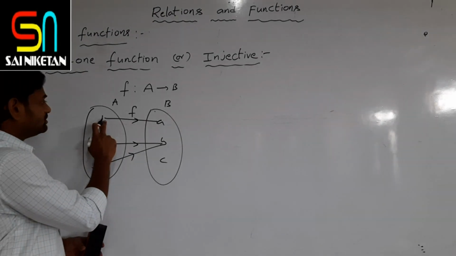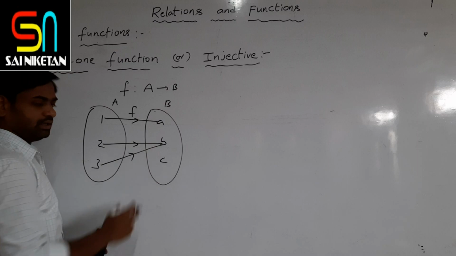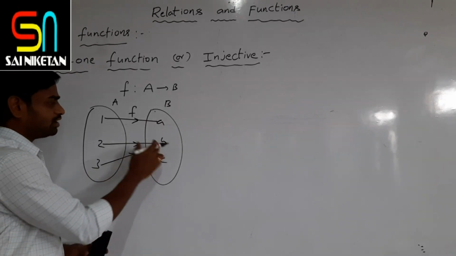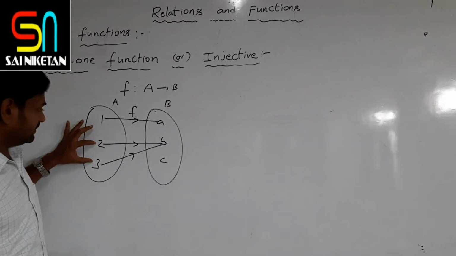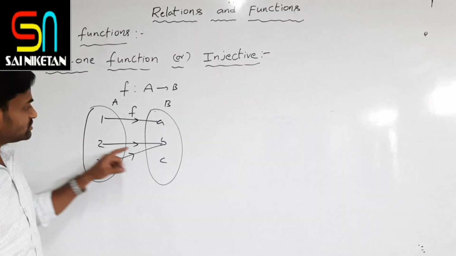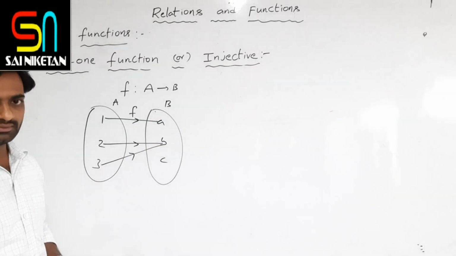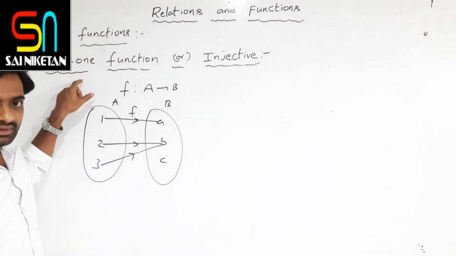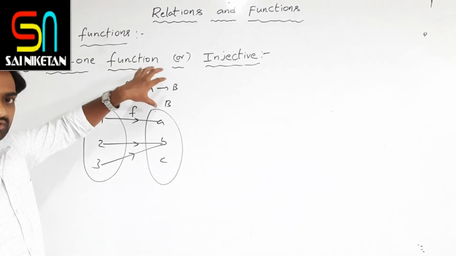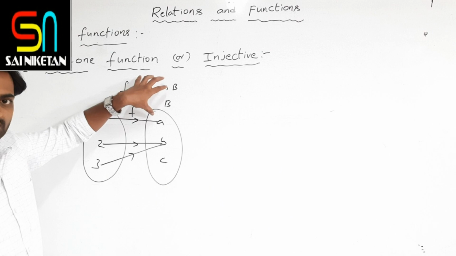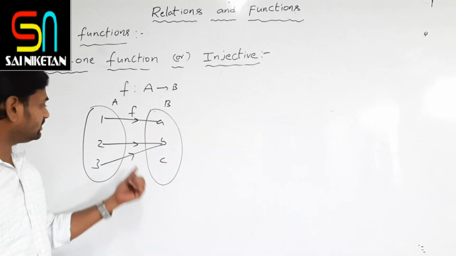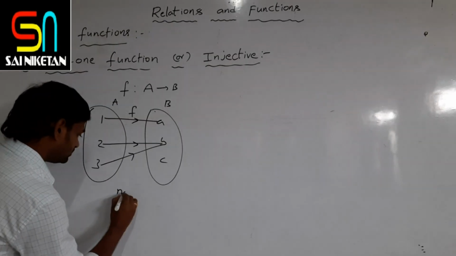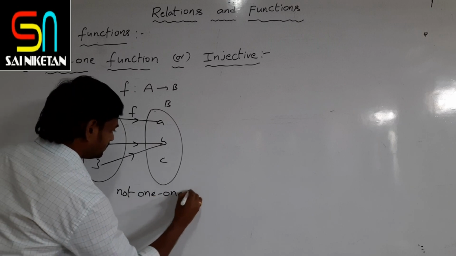Now see here, for the 1, the image is small a. For the 2, small b. For the 3, small b. So the elements 2, 3 have the same image b. But what I said, the condition in the definition, is that different elements of set A, or the first set, should have different images. But here 2, 3 have the same image b. That's why it is not one-one function.